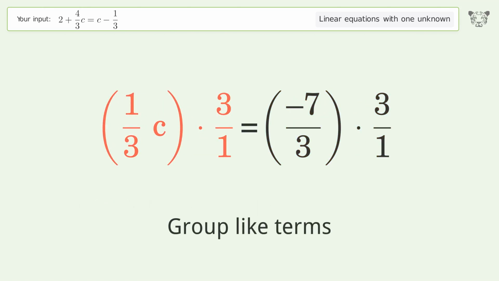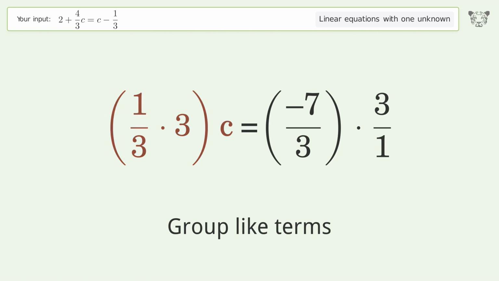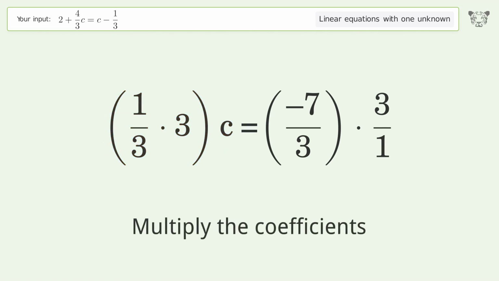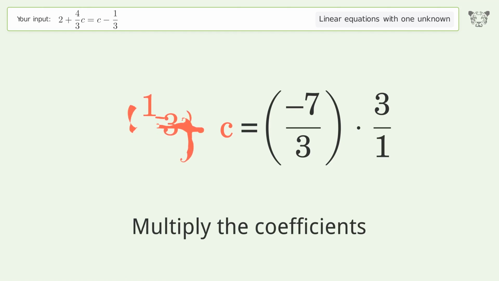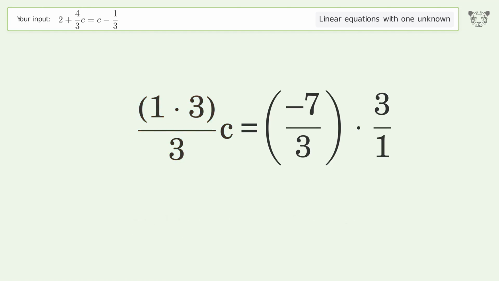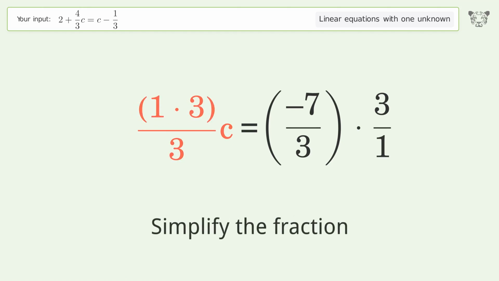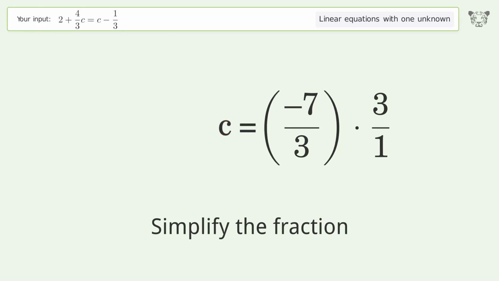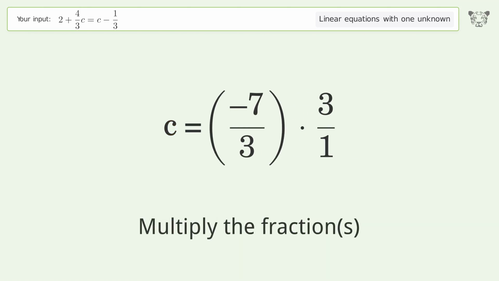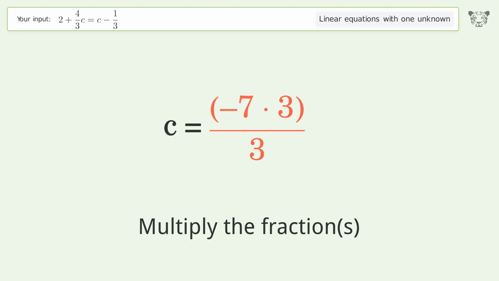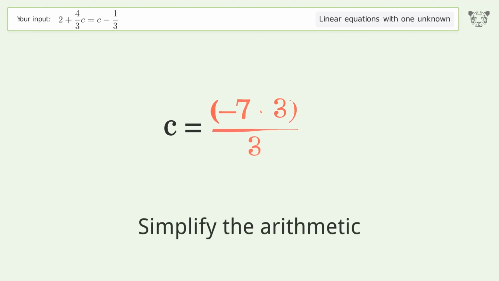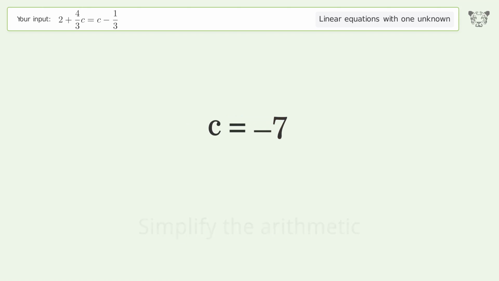Group like terms. Multiply the coefficients. Simplify the fraction. Multiply the fractions. Simplify the arithmetic. And so the final result is c equals -7.